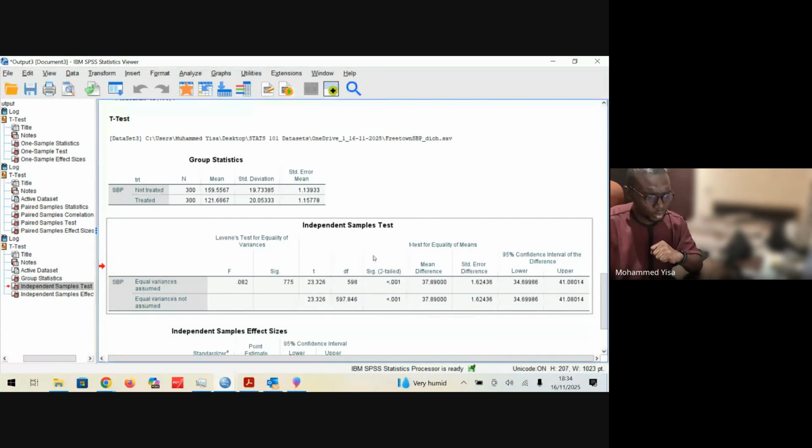So we said our p-value is less than 0.05, statistically significant. We come to the confidence interval, which is between 34 and 41. It does not contain 0, so it is also statistically significant.